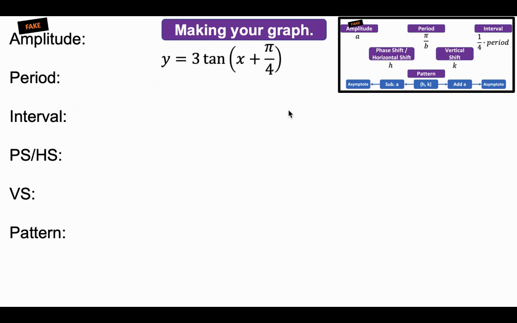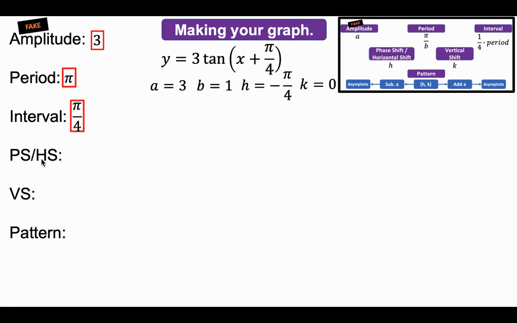Okay. A, B, H, K. So A is 3, B is 1. I'm sorry, period is pi over B. So pi over 1, which is just pi. Your interval is going to be 1/4 of your period. So take your pi, multiply it by 1/4. Top times top, that's pi over 4.